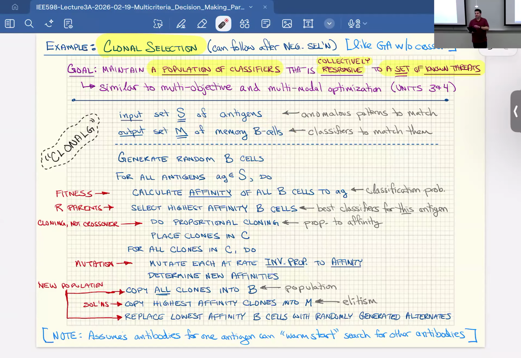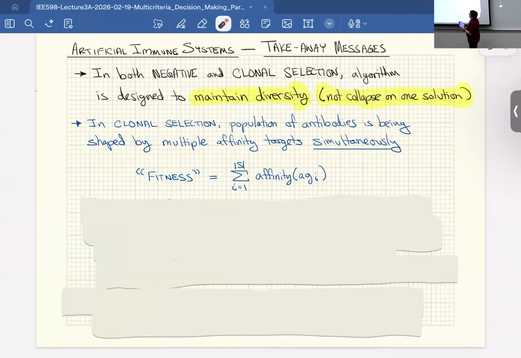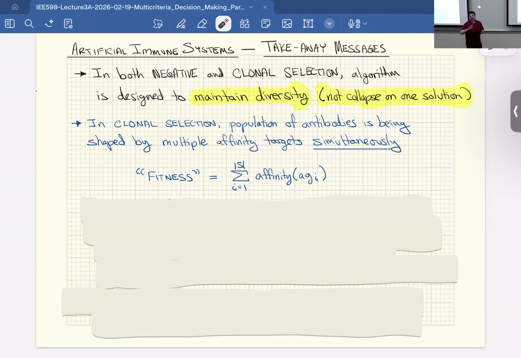Other questions? All right, so putting that all together, in both negative and clonal selection, there's a big focus on maintaining diversity. And this is going to become really important. We're going to eventually get out of the genetic stuff, but in any further mentions of genetic algorithms, the focus will really be on not using a population to do one thing, but using a population to do lots of things.